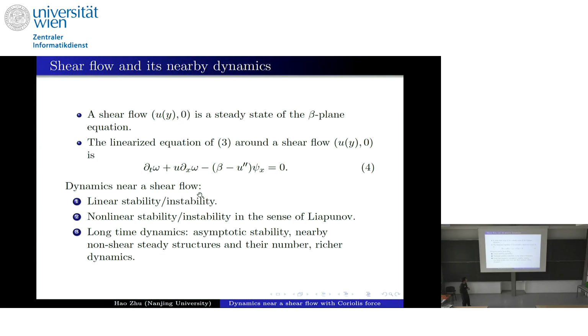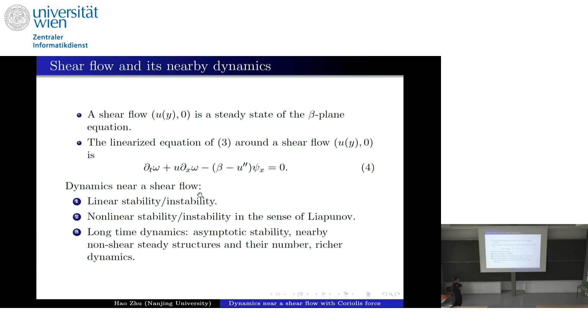The second is nonlinear stability, instability in the sense of Lyapunov. This, I think, all of us are familiar with. And the last one is the long-term dynamics. The long-term dynamics mainly studies the asymptotic behavior as time goes to infinity.